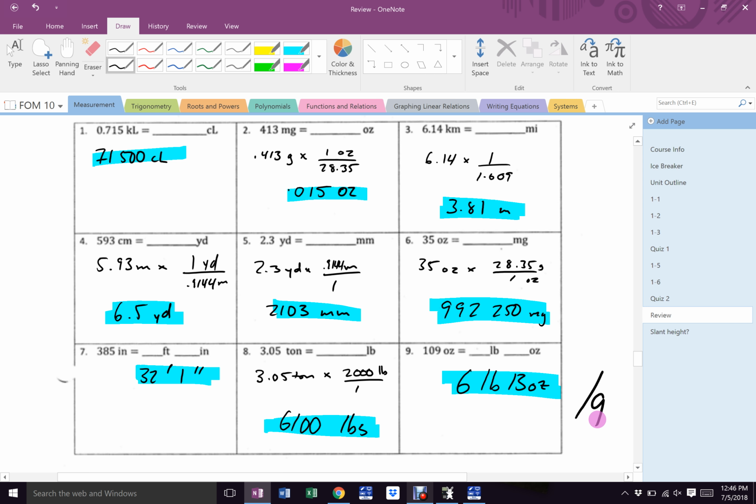What do you mean, how did I get 9? How did I get the answer to number 9? Yes, okay. 109 ounces, I need pounds, right? So it's going to be 109 ounces times, I want pounds over ounces. So it's 1 pound over 16. So 109 divided by 16 got me 6 with some left over. The remainder was 13 ounces. Because I needed to get up to 109, 6 pounds is 96 ounces. I need to get up to 109. There's the leftovers. Everybody good?